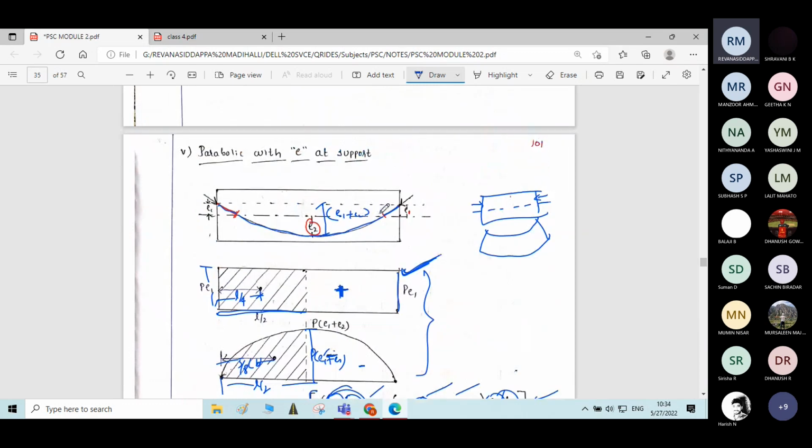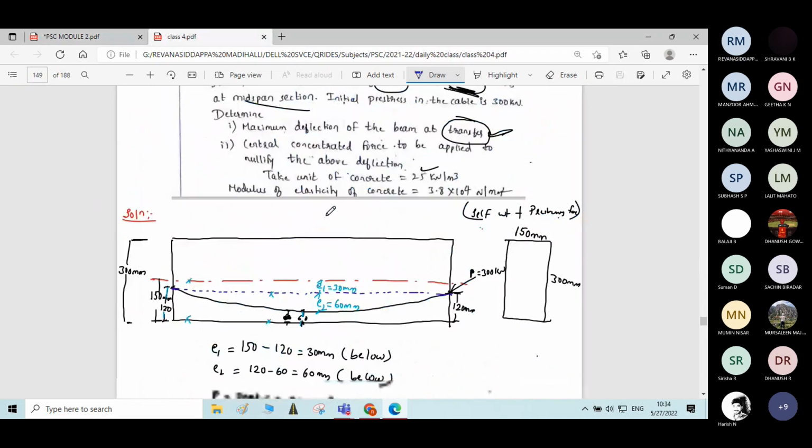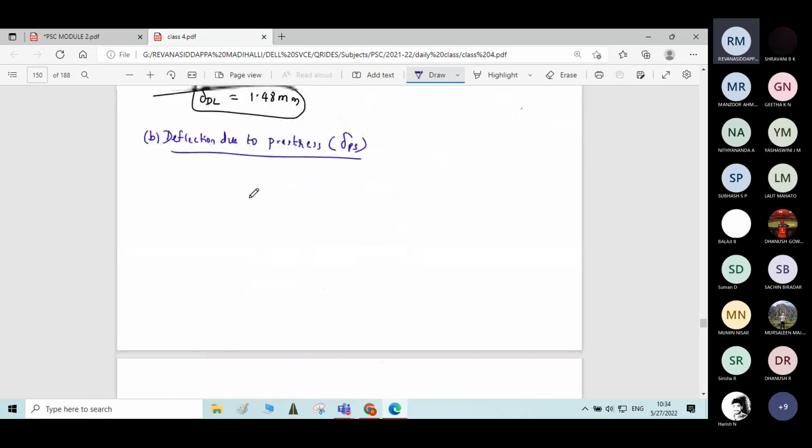Same case will come here. Here also same case. There is one minor change. I will tell you. First, write these two. Copy these two figures. These are a bending moment diagram.